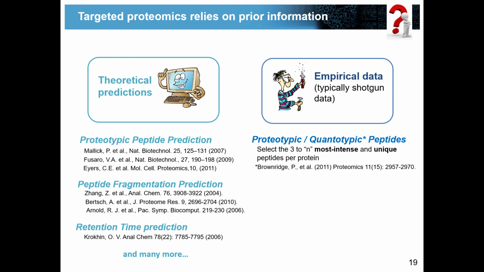But if you rely on empirical data, what people try to do is select three to N, say 4, 5, 6 peptides. I would always say the more peptides you can target for a protein, the better. They try to select the most intense and at the same time unique peptides per protein. The scientific expression coined in the field for these most intense and unique peptides was proteotypic peptides. So a proteotypic peptide should be a peptide that is highly intense in the mass spec and unique for a protein. However, especially in 2011, for the first time, the term quantotypic peptides also came up.